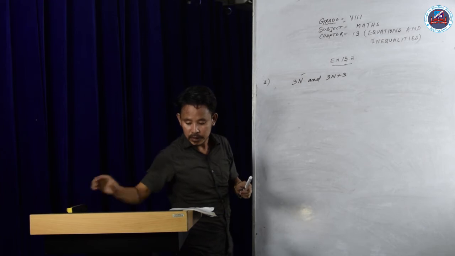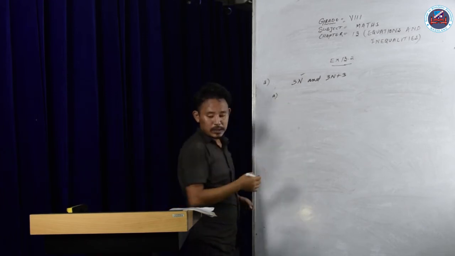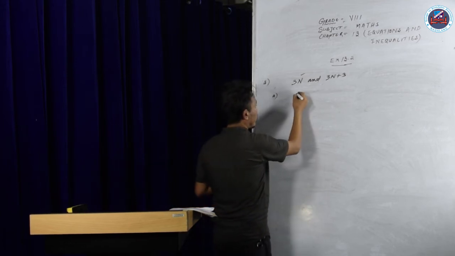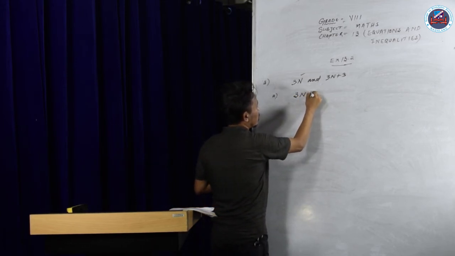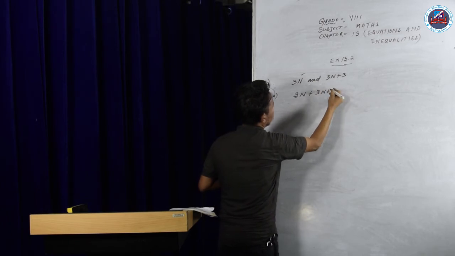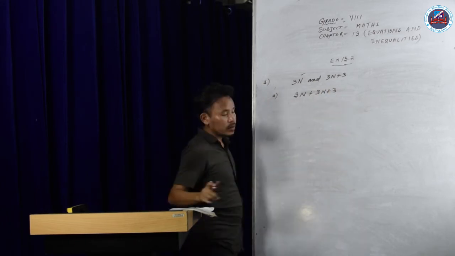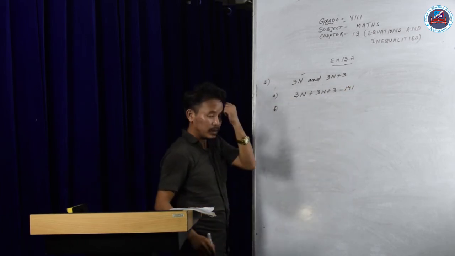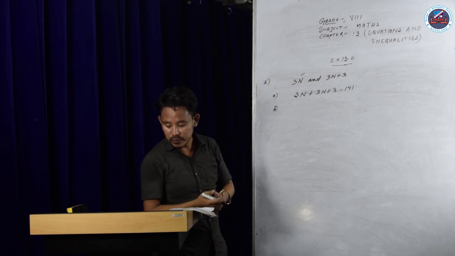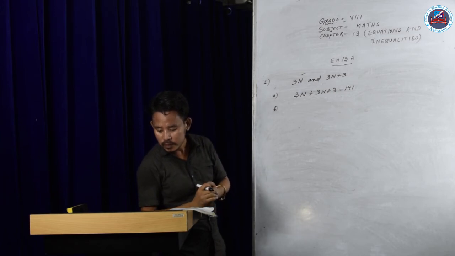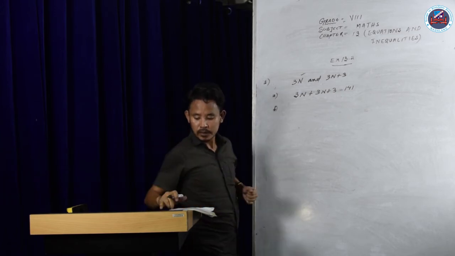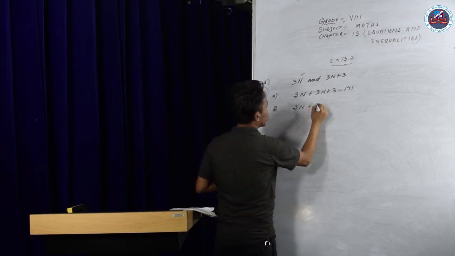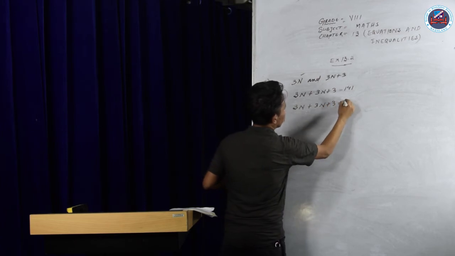So number A, the sum of two numbers is 141. Write down an equation. So we are asked to write down an equation. 3n plus 3n plus 3 is 141, right? This is our question number A, the equation. Number B, solve the equation to find the value of n.